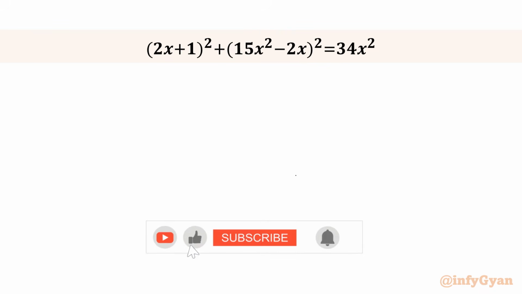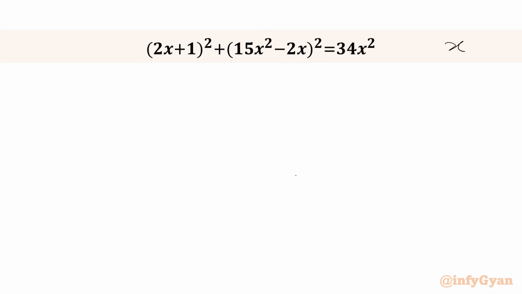Today in this video, we have one very interesting quartic equation: (2x + 1)² + 15x² − (2x)² = 34x². And we have to solve our equation for the real values of x. I will share two different methods to proceed with this question. So let me write here method number 1.